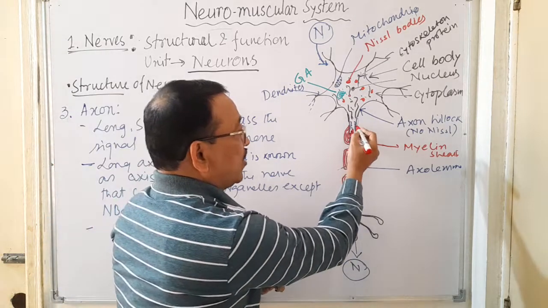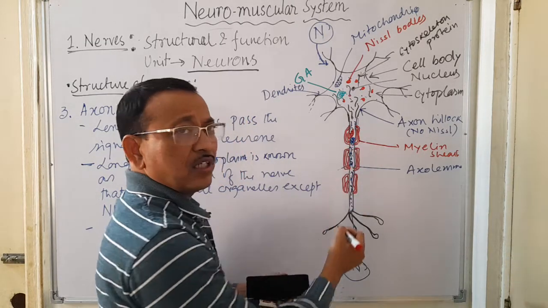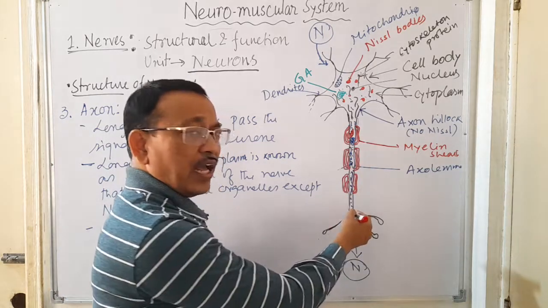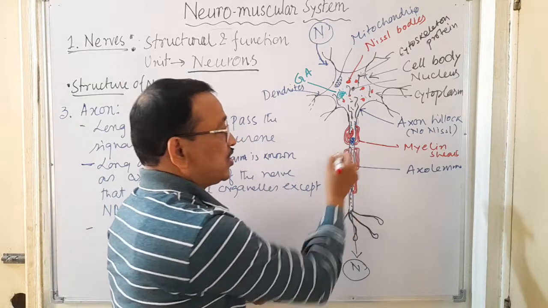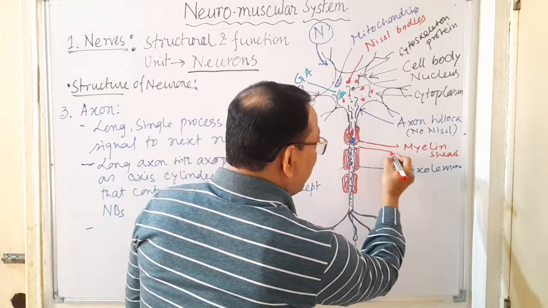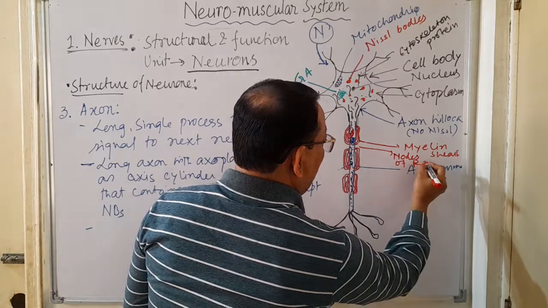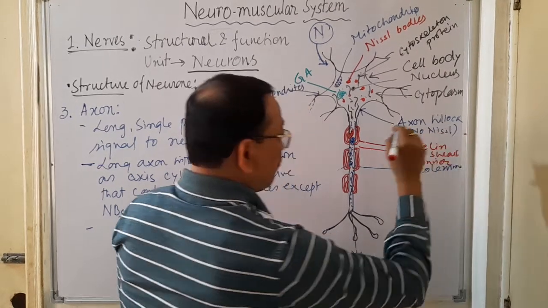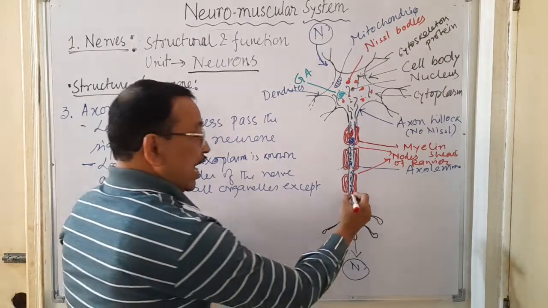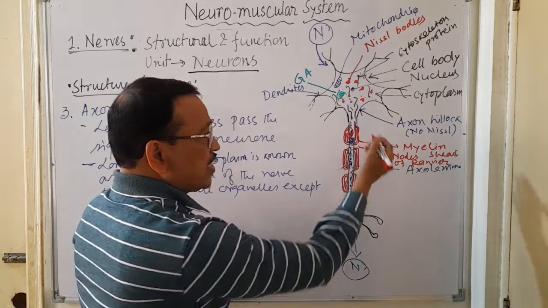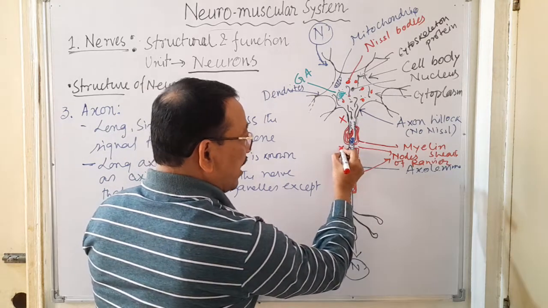So above the axolemma there is a concentric layer of protein and lipids throughout the axon, except in some gaps. Those layers are known as the myelin sheath, and the gaps are known as the nodes of Ranvier. So all these are the nodes of Ranvier. And this myelin sheath, where is it present? At the axon hillock, and in the axon hillock it is absent. In the nodes of Ranvier, it is absent.